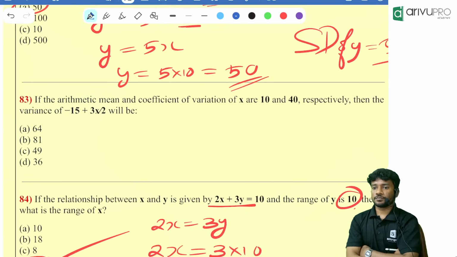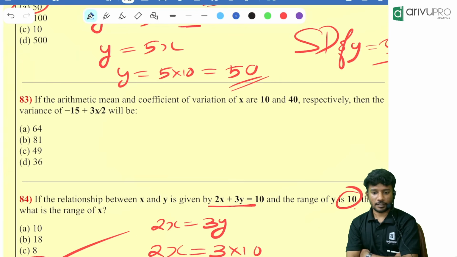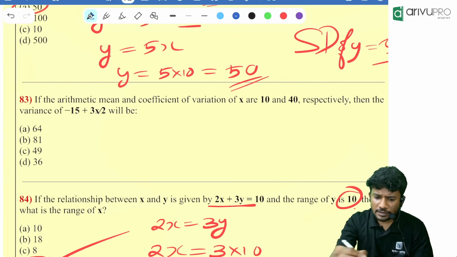இங்க பாருங்கோ, இது வந்து எங்க என்ன கொடுத்திருக்க இங்க. Yes, what is given over here, people? The arithmetic mean is given. That is what arithmetic mean and coefficient of variation of x is given to be what? 10 and 40. Now people, they are asking for variance.